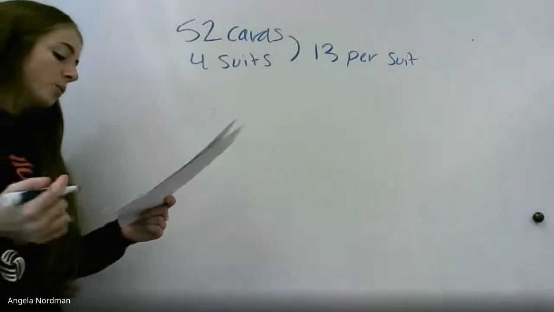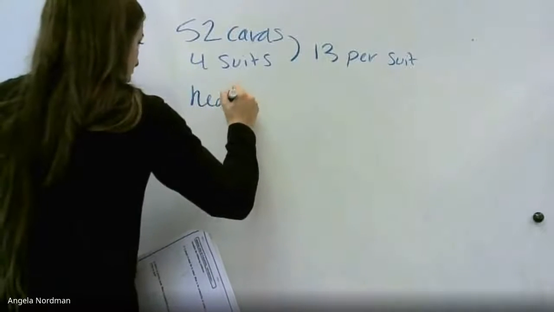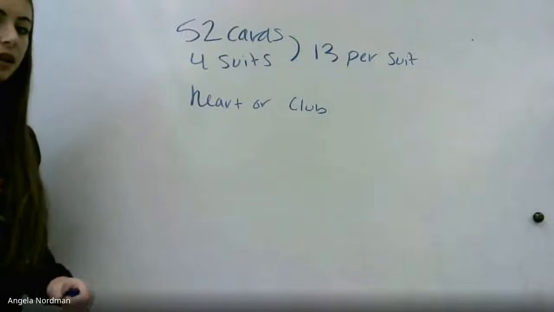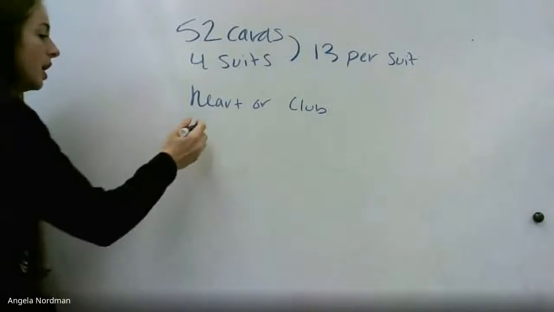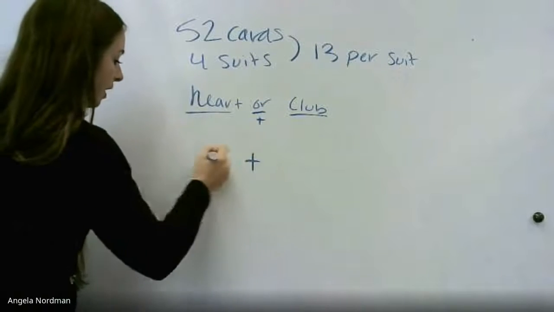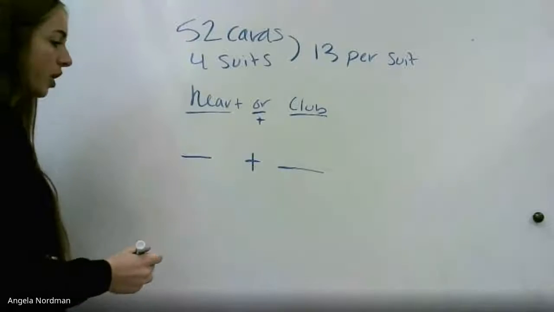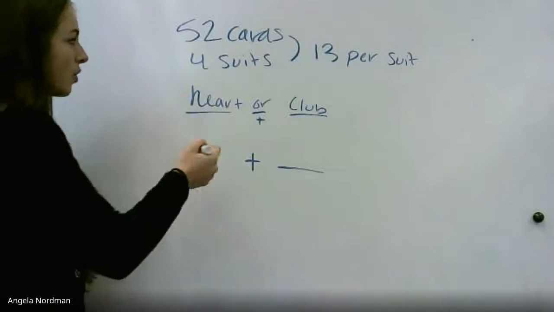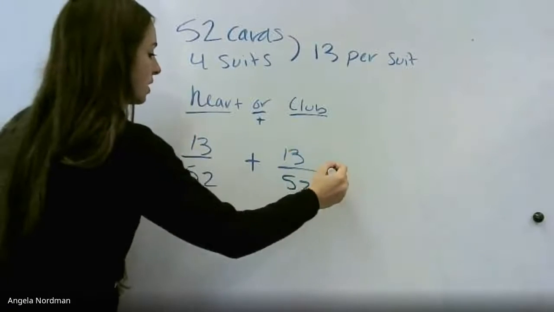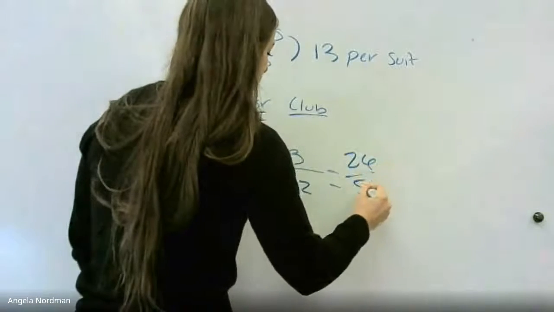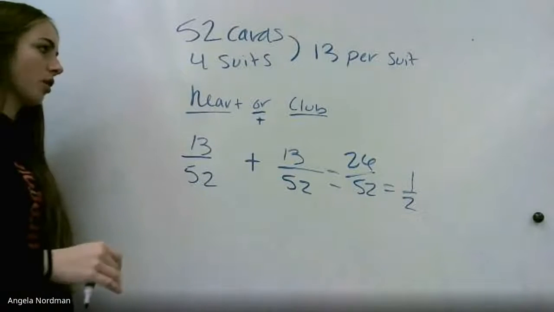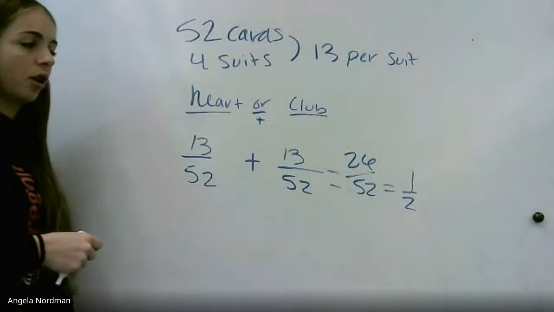So when we say heart or club, there's 2 different ways you can think of this, okay? And I'm going to show you both. If we're considering all of the cards, again, this is going to mean addition, so I have addition with 2 separate fractions. The first one we can say is, well, there's 52 cards total, and there's 13 of each. So this equals 26 over 52, or 1/2, right? 13 cards per suit.